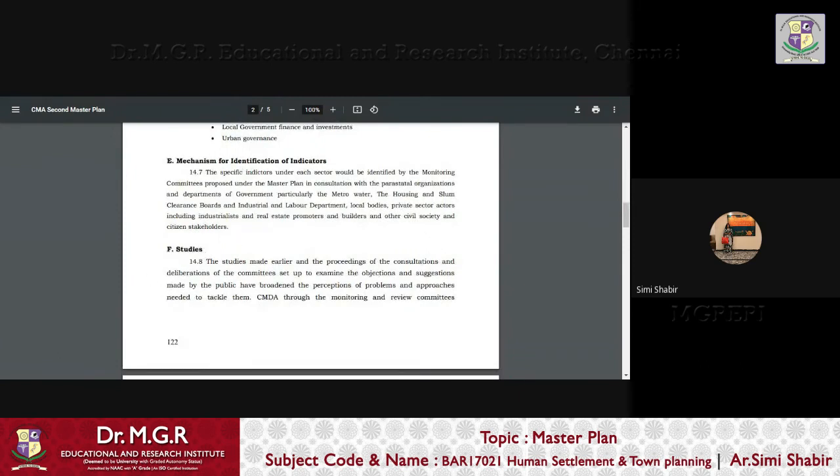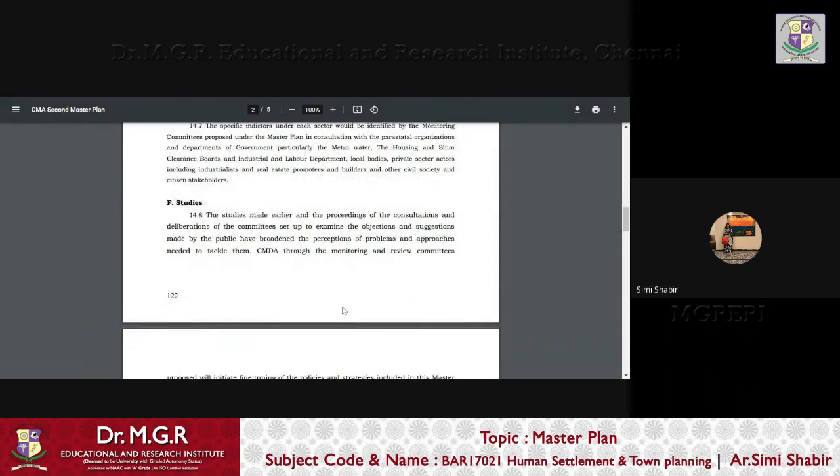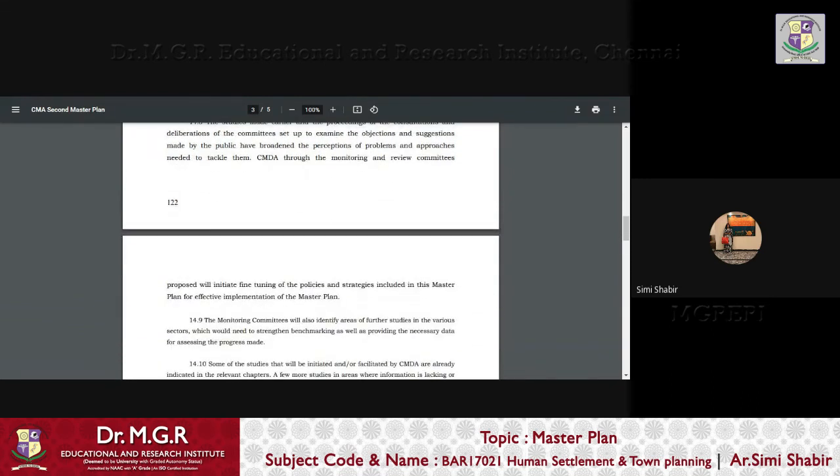Then comes the study part. The studies made earlier and the proceedings of the consultations and the deliberations of the committees set up to examine the objections and suggestions made by the public have broadened the perceptions of problems and approaches needed to tackle them. CMDA, through the monitoring and review committees, decided that they would initiate fine tuning of the policies and strategies included in the master plan for effective implementation of the master plan.